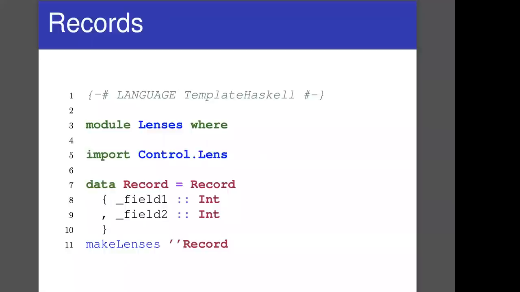And the way you set up a record to be used with lenses is you turn on template Haskell, you import lens, you have your record, and you put an underbar in front of each field name. That's sort of a convention. And then you have this compile time function makeLenses. And that will just make all the lenses for your record, and they will be named without the underbar. So field1 will get you into that first field. Field2 will get you into the other field.